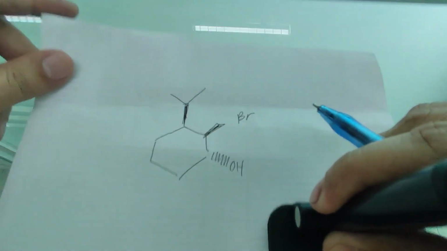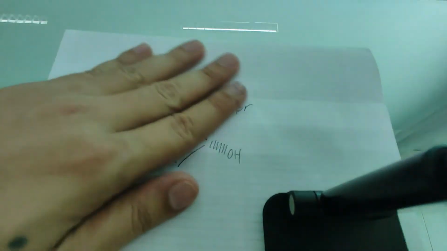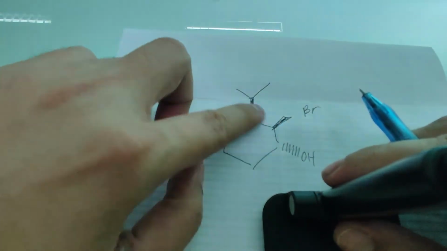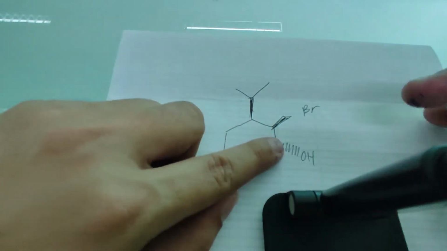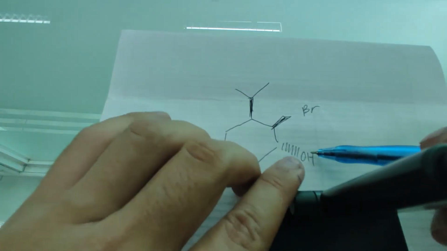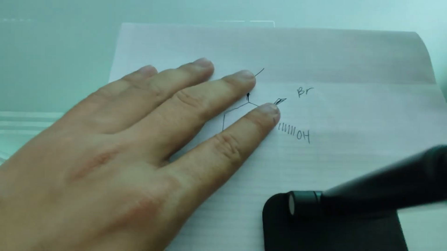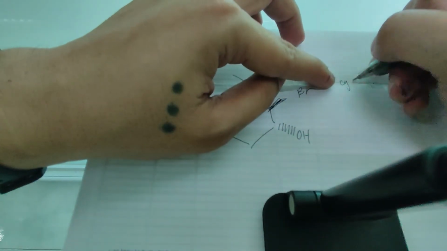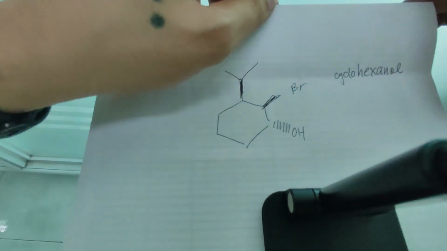Okay? I think we have another last example here. So we have a cyclic ring, which is 1, 2, 3, 4, 5. So we have a cyclohexane, but then we can see an OH group, or a hydroxyl group. Therefore, we can name it as cyclohexanol, right? Cyclohexanol. So that is now our step 1 in nomenclature.